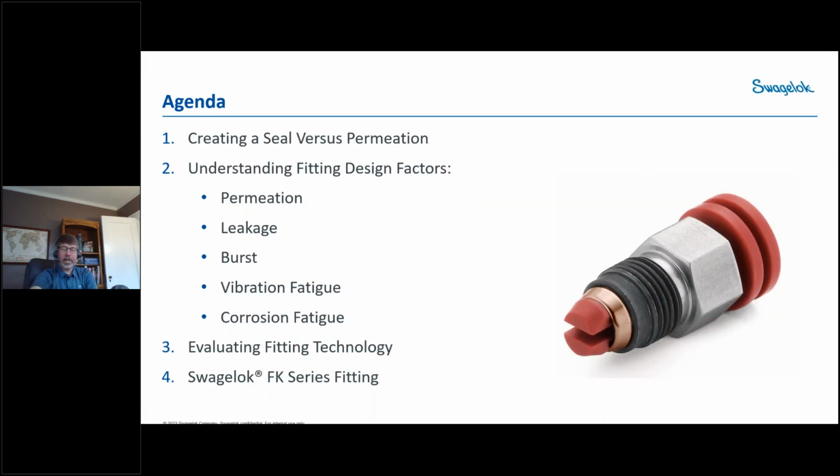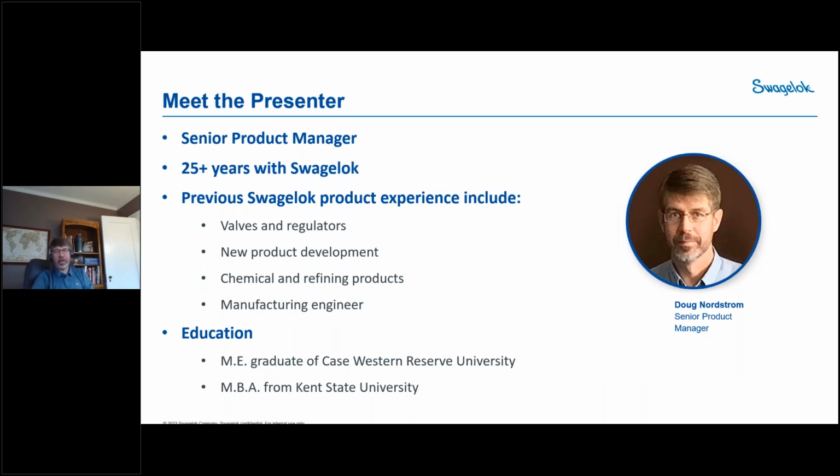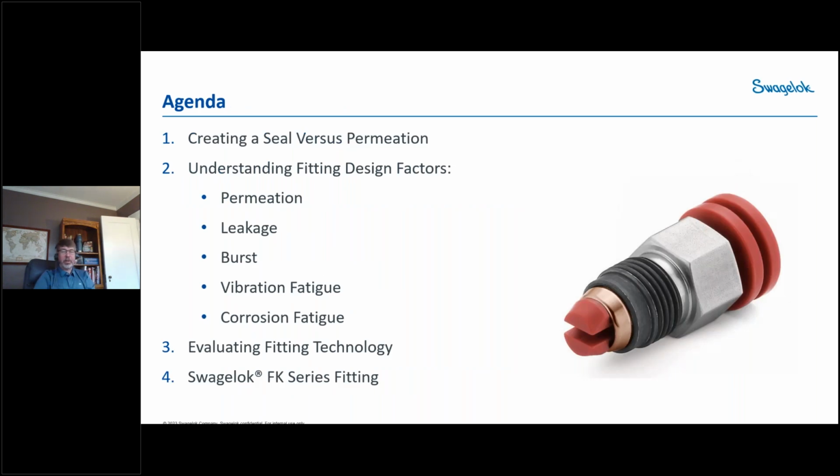And like Callum mentioned, I am a senior product manager at Swagelok. I handle the FK fittings and the hose products at Swagelok. I've had other experience at Swagelok where I've managed the valves and regulator product lines, done some new product development efforts, and worked in the chem and refining market as a market manager for some time. I've been at Swagelok for 28 years, started right out of school, where I went to school at Case Western for a mechanical engineering degree. So with that, let's get into the presentation.